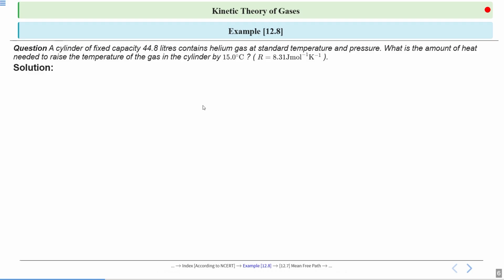So let's now solve the example. We will start solving this example by using the given terms. Volume V equal to 44.8 liters. So here we need to convert volume from liters to cubic meters. Remember, 1 liter is equal to 0.001 cubic meters. So we will multiply 44.8 by 10 raised to the power minus 3 meter cube.